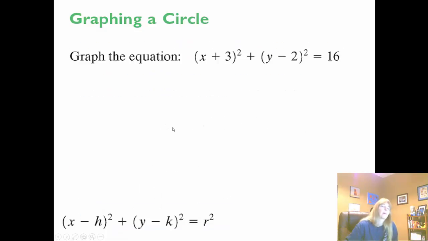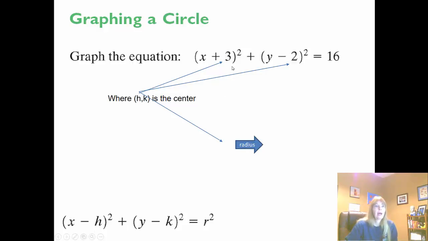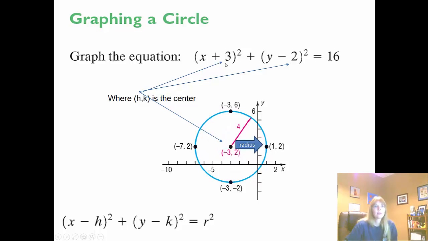This is a different example, and I want to graph it, remembering that my center is (h, k), but remember the form here. If this is positive, then my h must be negative. This is negative, so that just stays the same. So (h, k) is the center, (-3, 2). My radius then would be 4. As you can see, I count 1, 2, 3, 4 and put a point. Go up 1, 2, 3, 4, put a point, go down 4, put a point, go left, put a point.